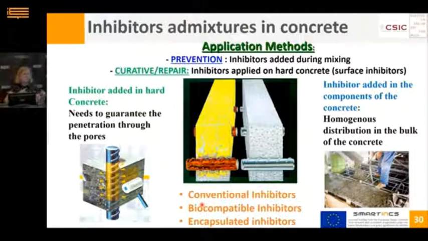Because the anodic nitrites are conventionally toxic for health, new alternatives appear. These are based mainly on organic compounds, and they form a film on the surface of the reinforcement, which is the main base of the protection of the reinforcement. But sometimes the inhibitors that are already commercialized are a mix of them. They are mixing anodic, cathodic, and organic inhibitors.